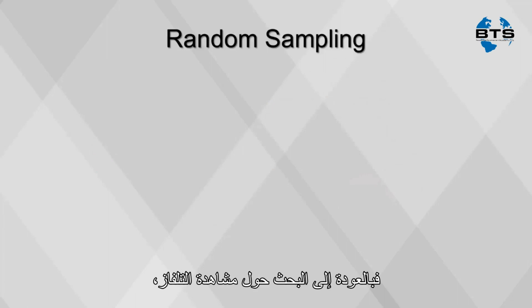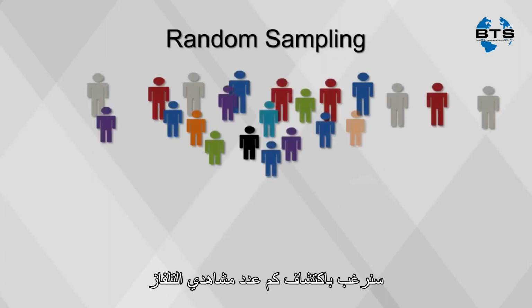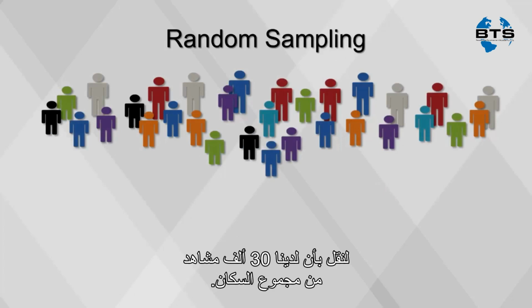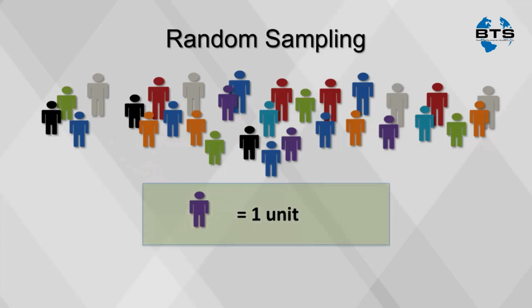So back to our television viewing research. We want to figure out how many television viewers there might be during a particular show. Let's say there are 30,000 viewers in our population. Each viewer is known as a unit.